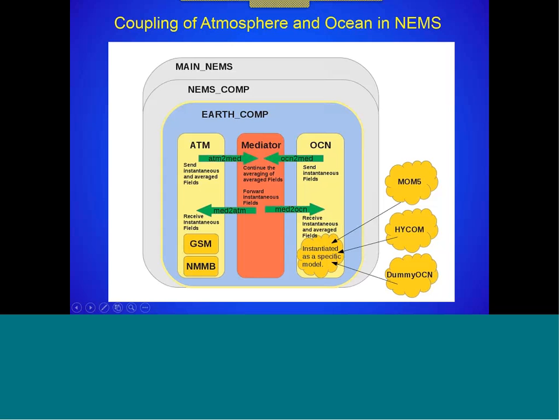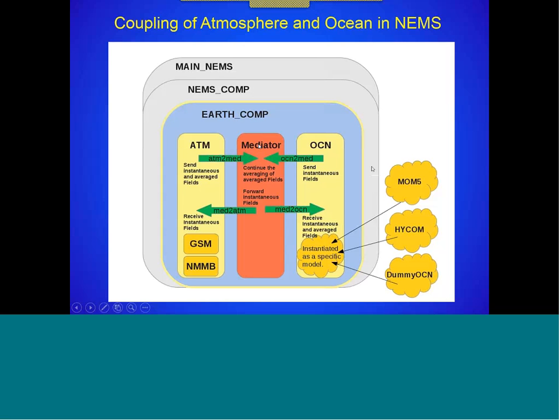We have the main, and then as I showed in the earlier diagram, the main calls the NEMS component, which calls the Earth component, and then underneath the Earth component are an atmosphere and the ocean. The atmosphere, for instance, is a GSM, and the ocean is instantiated differently, but it's more or less the same idea. It could be a MAPP or other oceans. And the mediator is user code that does the coupling.